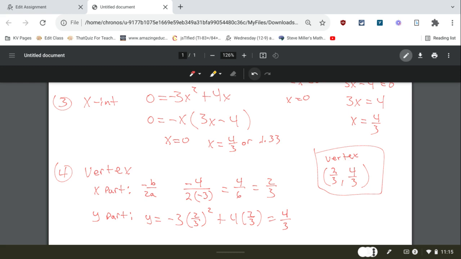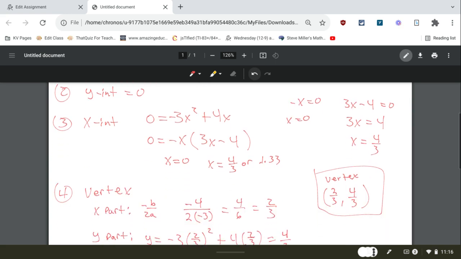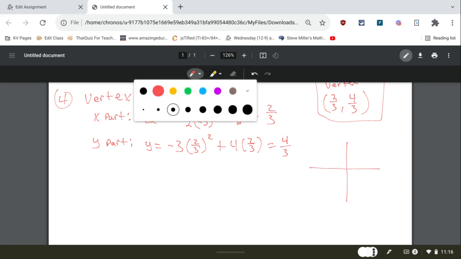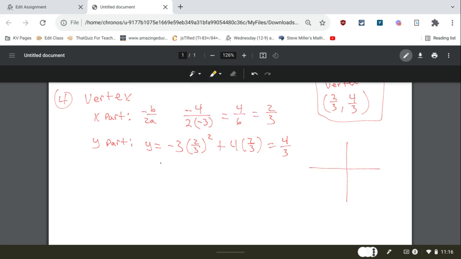Now with all this information right here, I'm going to go ahead and sketch a little picture of the graph without the calculator, but hopefully my graph matches with what you get on the calculator. So if I were to graph this, switch colors here. So 2/3, 4/3 would be a little bit to the right and then up to the 4/3 mark. So right a little bit and then up a little bit.